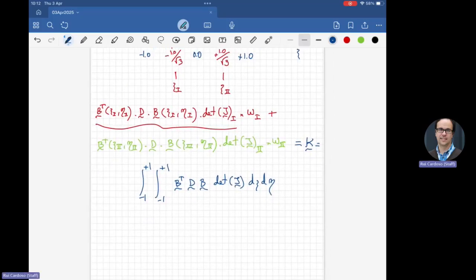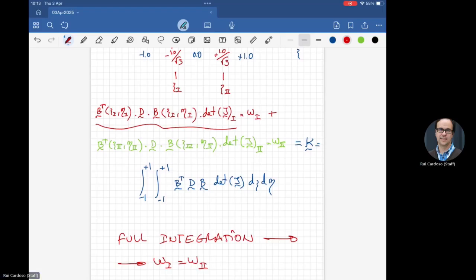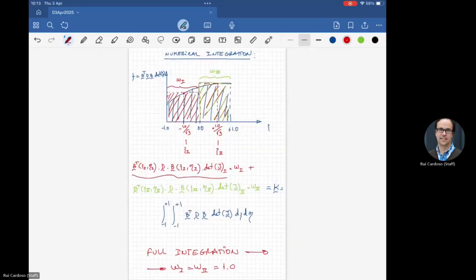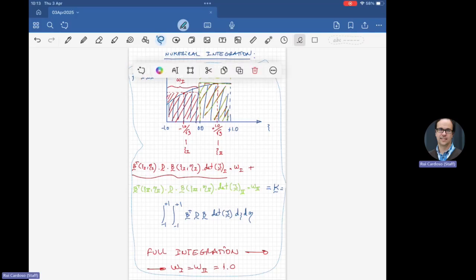This is what we know as full integration. For full integration, you have the weights equal to 1.0. In fact, that term doesn't exist. The W doesn't exist always because it's one for all of the points. Yeah, it exists, but it is equal to 1 for full integration.